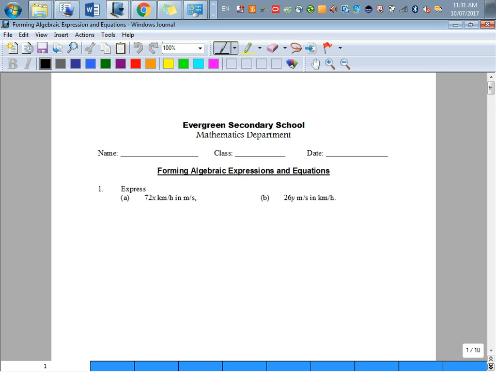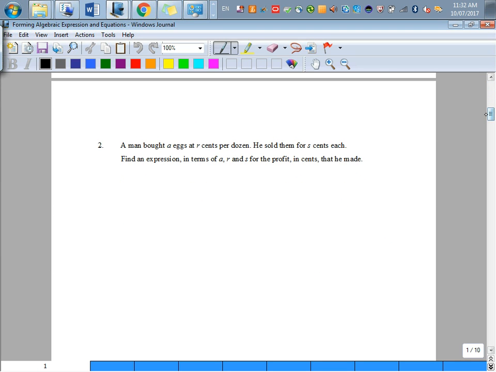Okay, so I've given you the answer key for your forming algebraic expressions and equations. So you should have self-marked already. So now, do you need me to go through question 1? Okay. What about question 2? Yes, okay. A man bought eggs at R cents per dozen. And then he sold them for S, find an expression for the profit that he made.